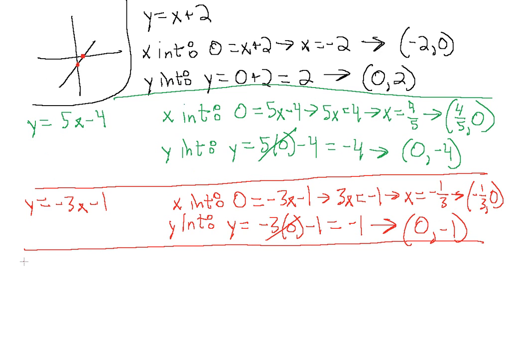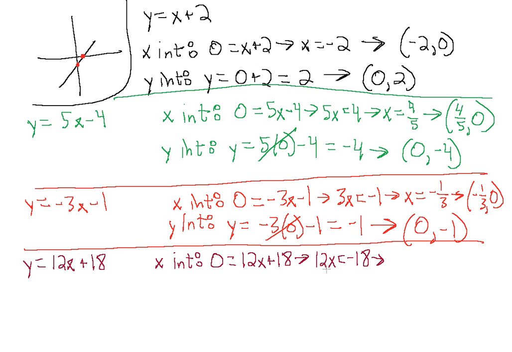All right, let's do a few more of these, just to be sure we get a handle on it. Let's say we have y equals 12x plus 18. Let's go ahead and find the x-intercept by plugging in 0 for y. So we have 0 equals 12x plus 18. We can subtract 18 from both sides, which will give us 12x equals minus 18.